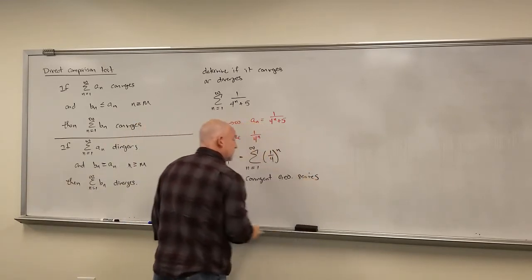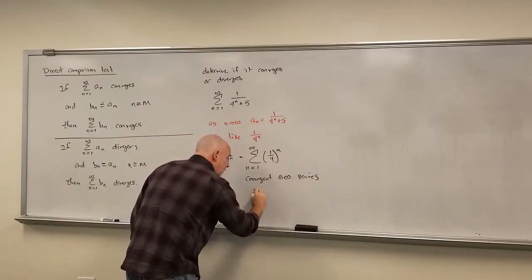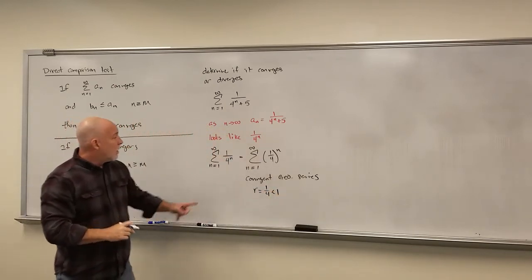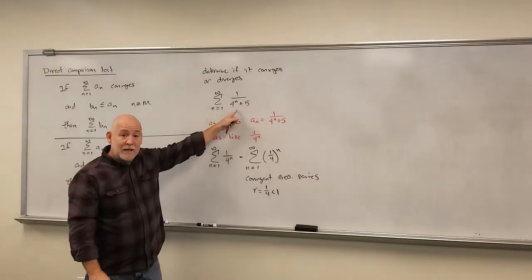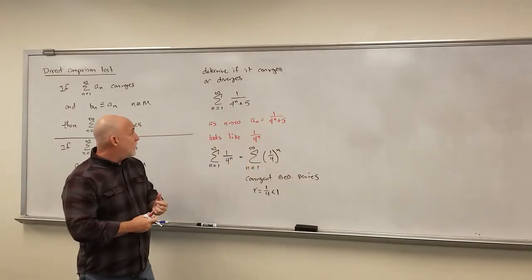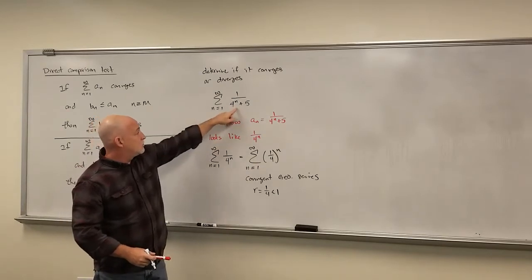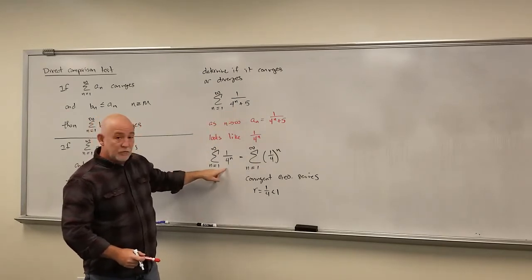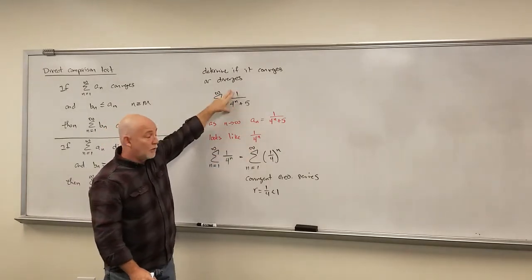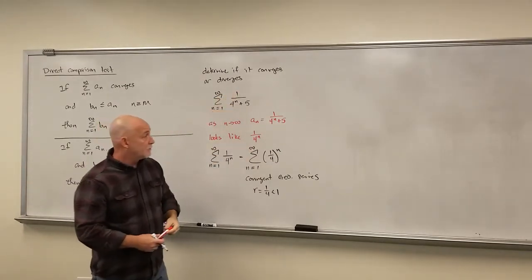That's our convergent geometric series. Here our r is 1/4, which is less than 1, so that's why it converges. So we're going to think that this right here is going to act a lot like a convergent geometric series. So all we have to do is show that each one of these is smaller than each one of these, because if you add up all these, they add up to a finite number. If all these are smaller, then it has to add up to a finite number.